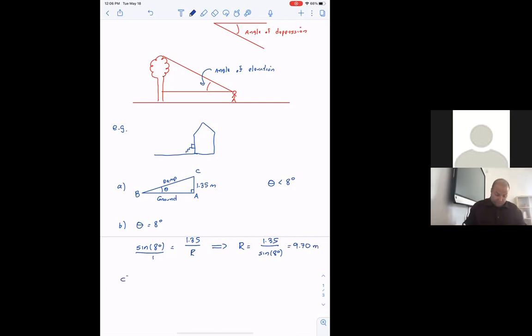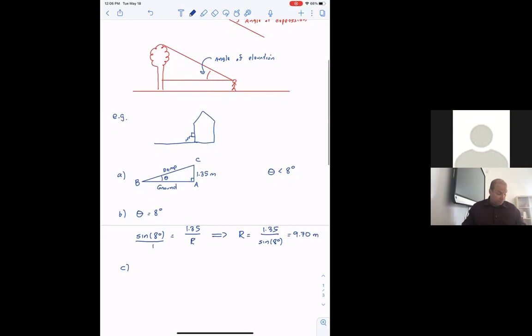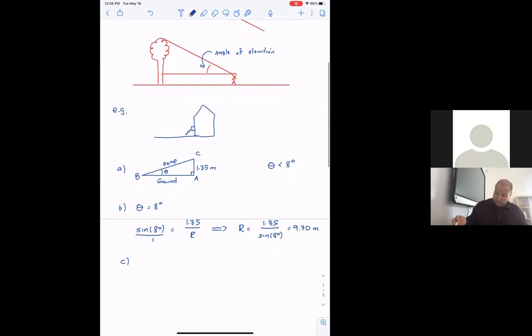Part C says, find the distance AB, that's the ground, giving your answer to 1 decimal place. So it was 3 sig figs for the last one, but now they're saying 1 decimal place. Okay, well, AB. Of course, we can use the Pythagorean theorem now because we have 2 of the 3 sides, but let's use SOHCAHTOA anyways. We want the ground, we have the opposite, ground, opposite, adjacent, that's tangent.